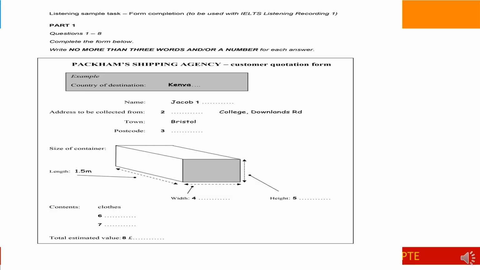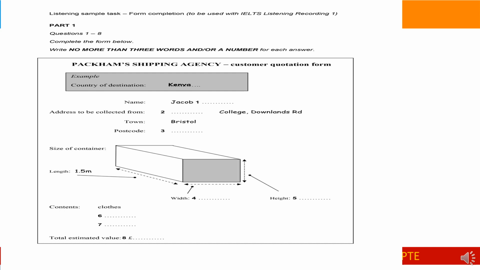The instructions say complete the form below and write no more than 3 words and or a number for each answer. So these instructions are very clear and important. If there is any deviation, your answer is incorrect. No more than 3 words means you can write your answer in 1, 2 or 3 words maximum. If you write a 4th word, your answer is incorrect and you will lose your 1 mark.